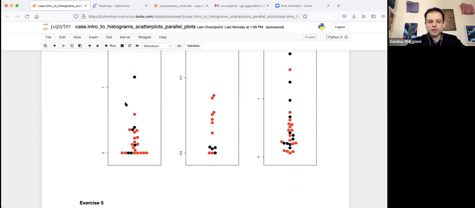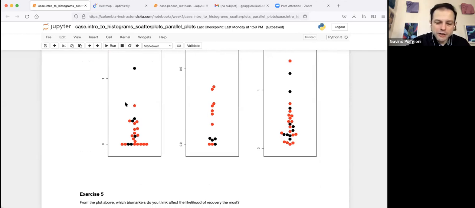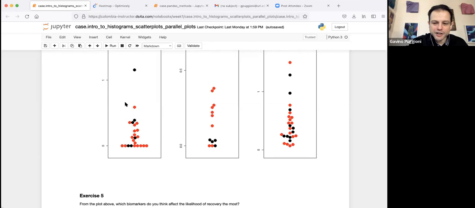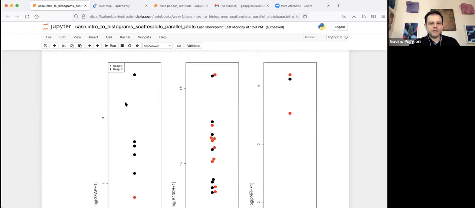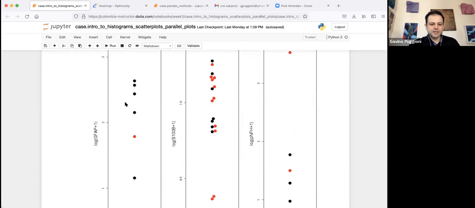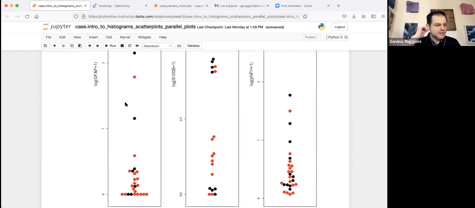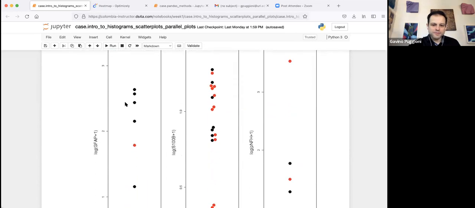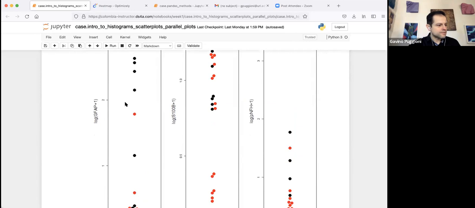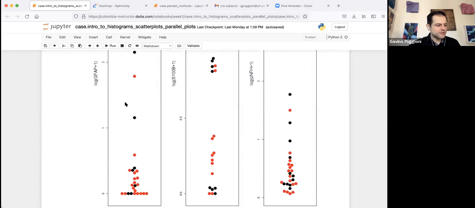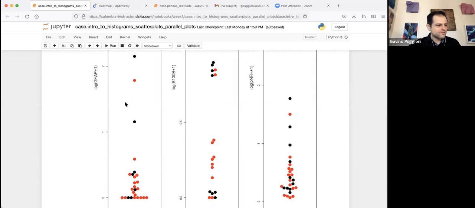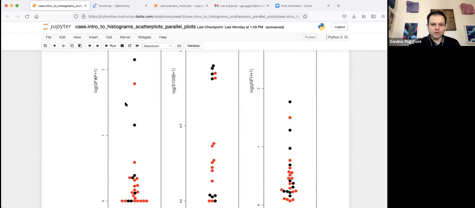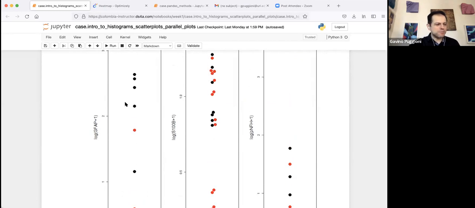All right, so what do we observe here? From the plots above, which biomarkers do you think affect the likelihood of recovery the most? Just look at these 3 plots. GFAP, okay. Yes. NFH might have also some informative content, very good. Very good observations. So why not S100B?